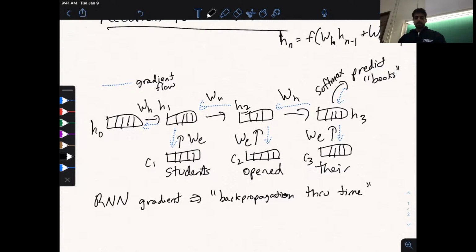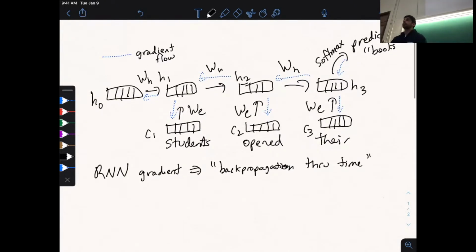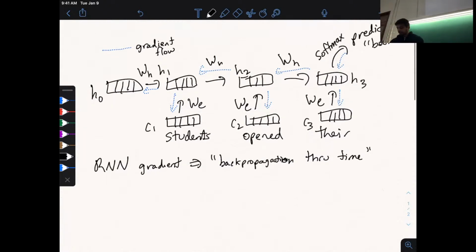All right, so let's continue with the next thing that I want to discuss, which is how do we practically train these kinds of models? I've described right now a single prefix, students opened their, and I compute the loss on the very last time step and then backprop into the parameters to make the model predict books better.